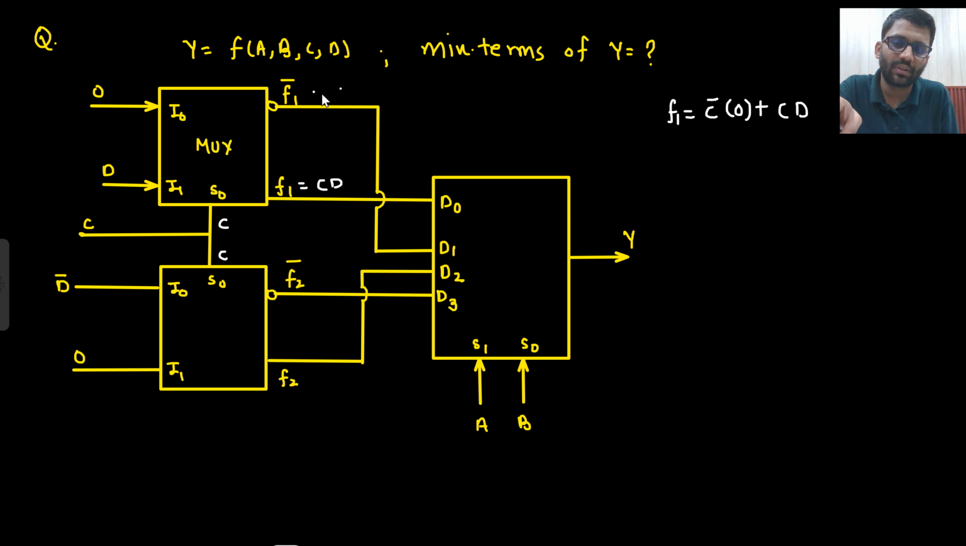So F1 is CD. So what would this be? CD bar. Very easy. This would be CD bar, and that is going here. This would be CD bar. This is your CD.